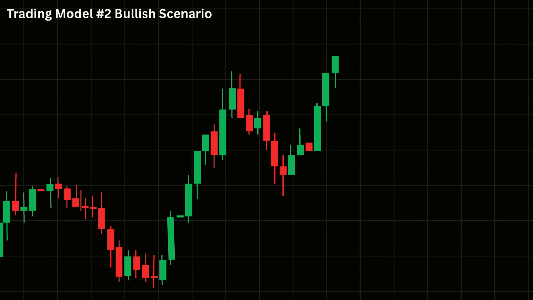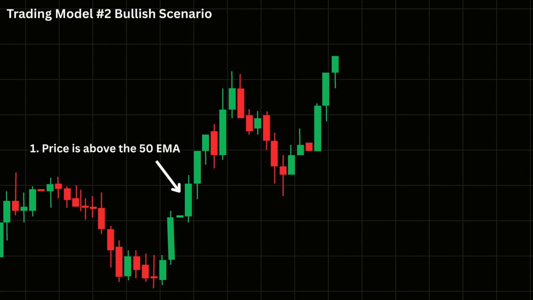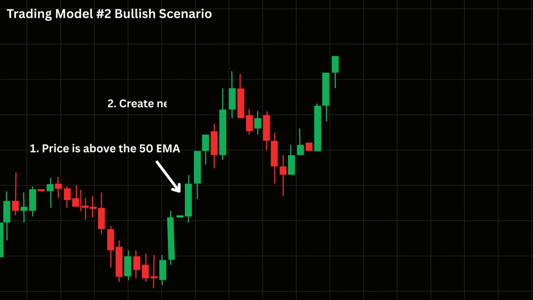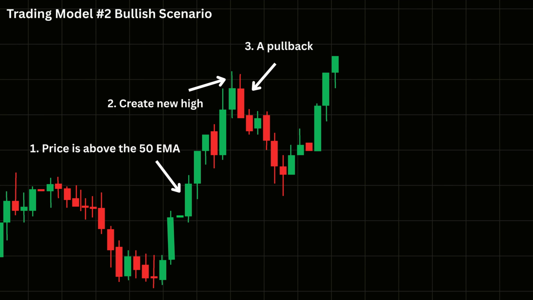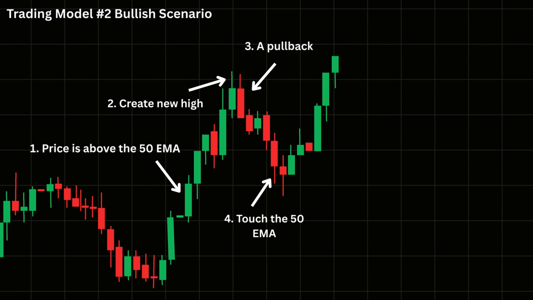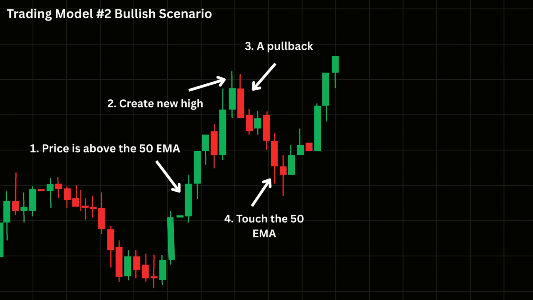This trade setup closely mirrors the first one but comes with 2 key adjustments. As always, the first step is to confirm that the market is positioned above the 50 EMA and has printed a new high in the case of a bullish trend. Next we look for a pullback consisting of at least 2 candles, but here's where the first change comes in. This retracement must reach down to touch the 50 EMA. That's a mandatory condition. This pullback must contact the 50 EMA and consist of at least 2 candles.